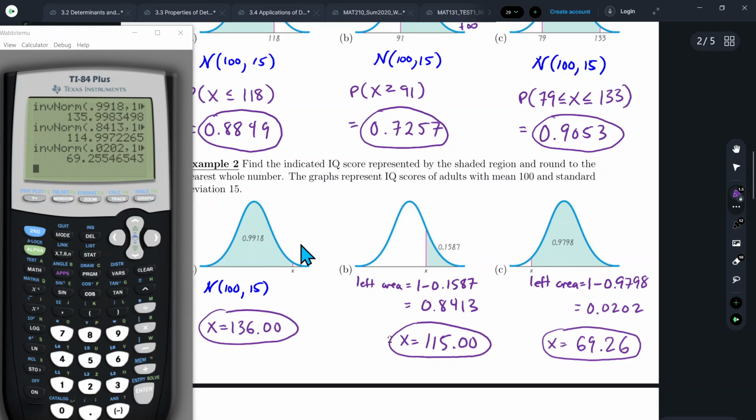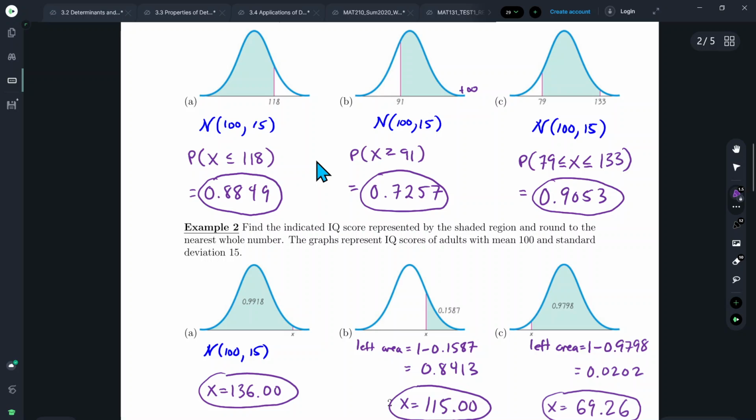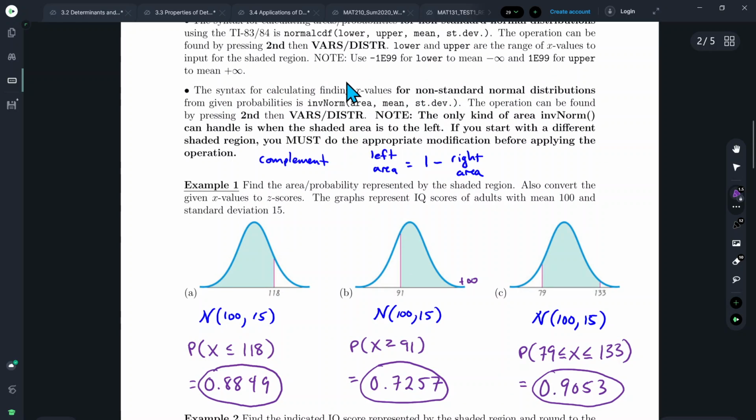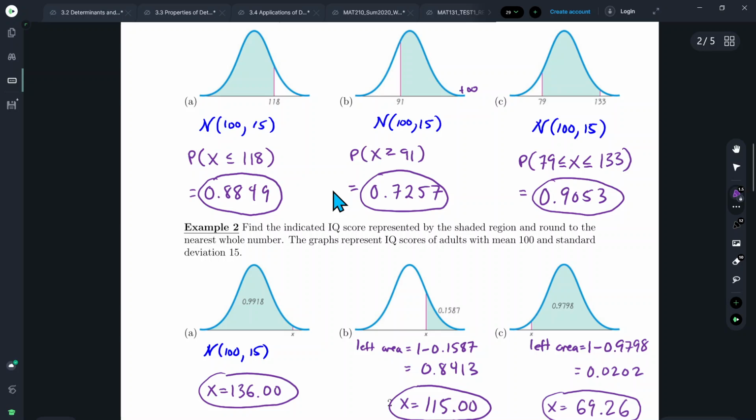And when we calculate these, they make sense, right? Because the mean is supposed to be 100, and so here are the x values to the right of that, right? So it makes sense that the number should be bigger. Again, here this x value is to the right, so it should be bigger than 100, but it's closer, so not as big as 136. And then finally, this x value is far to the left, so it should be much smaller than 100. Okay, so these are some examples where we use the normal CDF and the inverse norm command to calculate things involving the normal distribution.